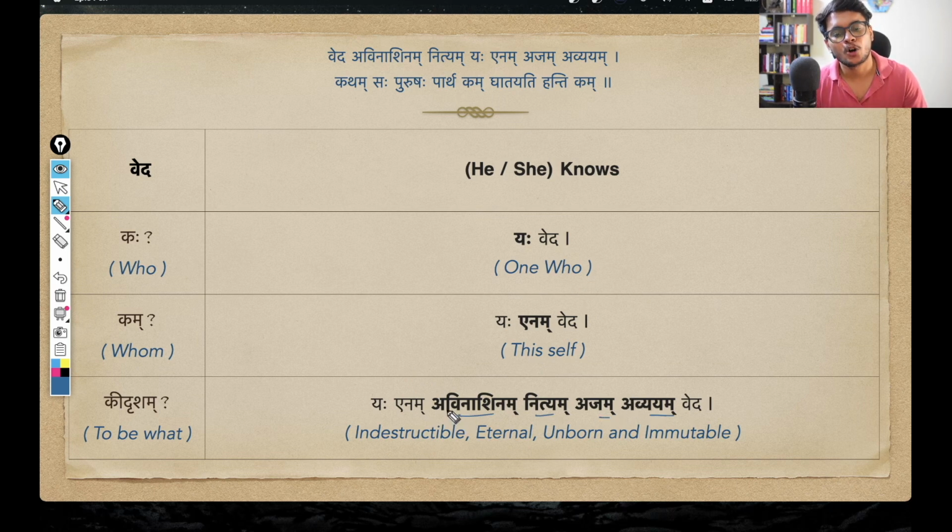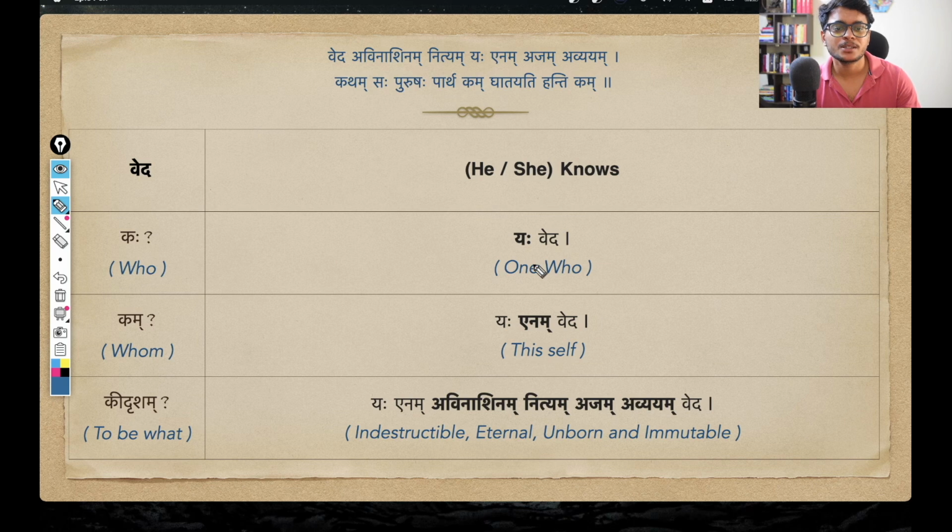These are the complement, and since this Enam here is the object, right? Dutiya Vibhakti, it is a Karma of this Kriya, the object. So these are also known as the objective complement. These are the objective complement of this Enam. So just some technical words that I'm telling you here. So up till this point, what we have is Yah Veda, one who knows this self, this Atma, to be indestructible, eternal, unborn, and immutable.